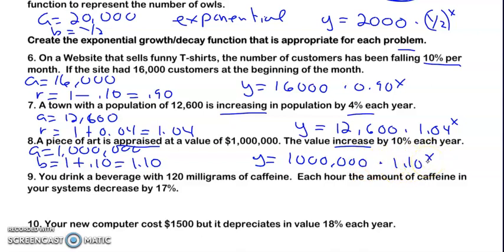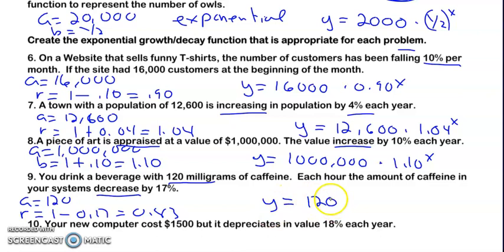You drink a beverage with 120 milligrams of caffeine. Each hour, the amount of caffeine in your system decreases. So that's definitely a minus. So we start with this. Our rate would be 1 minus 0.17 or 0.83. And our equation would be this.